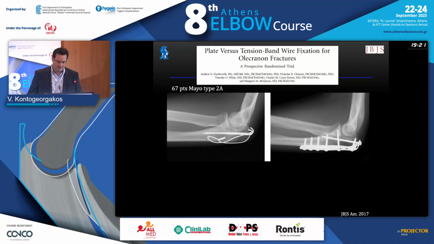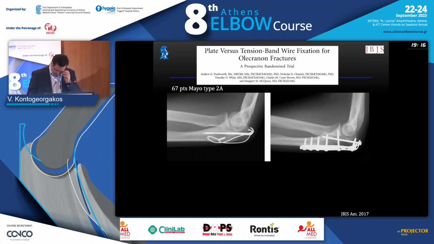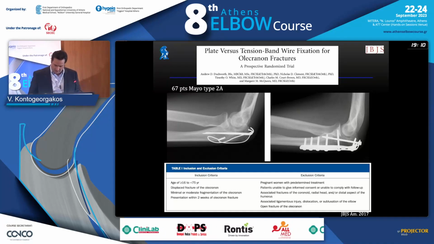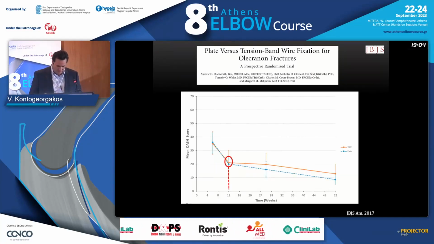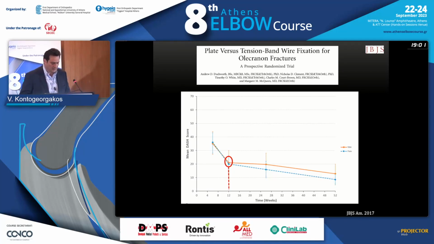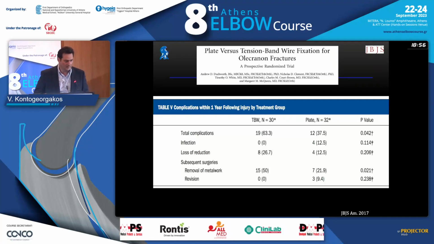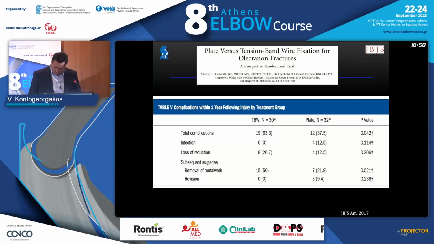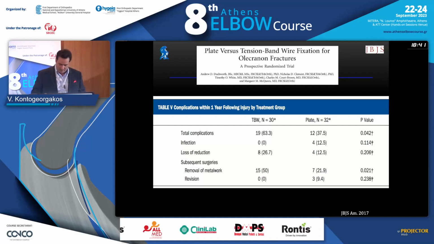This is an interesting study regarding plate versus tension band wire fixation for the olecranon fractures, and this study included patients with olecranon fracture with non-comminuted or a small comminution. It's interesting to see that both techniques had a good clinical outcome at 3 months, but in total the tension band technique had a higher rate of complication, needing more revisions. And interesting for me was the loss of reduction in a high rate for the tension band technique needing surgery.